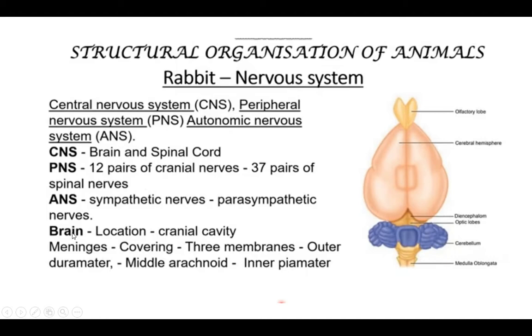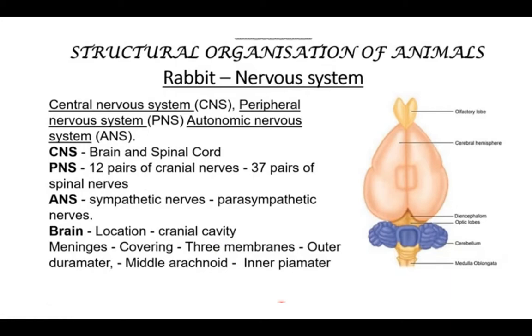I have already taught you this. The opposite reactions of the same organ happen with the help of sympathetic and parasympathetic nerves. Flight and fight responses. Do you remember? Yes. Next, brain. Brain, where is it located? It is located in the cranial cavity.